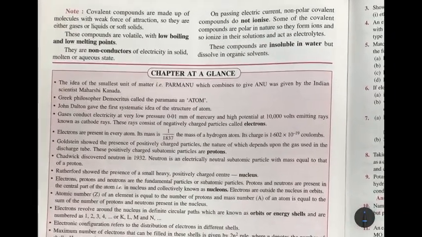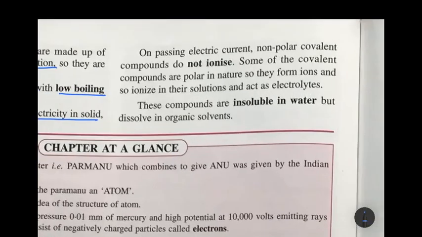covalent compounds are made up of molecules with very weak force of attraction because they are sharing. So they are always gases, liquids or soft solids. These compounds are volatile. These are the properties of covalent compounds. Volatile means they can easily evaporate, they can turn into vapor. They have low boiling as well as low melting points. They are non-conductors of electricity in solid, molten, and aqueous state because they do not have free ions. Because, you know, to conduct electricity they must have ions, so that the ions will carry the electric current.